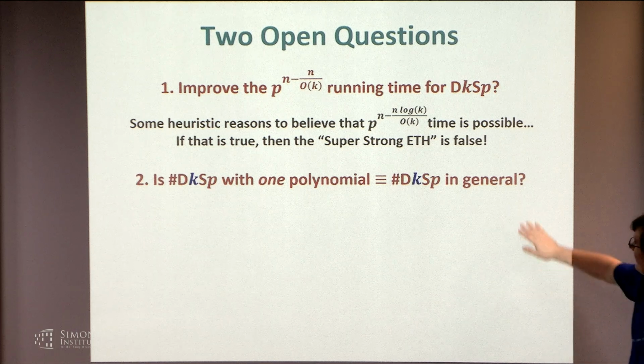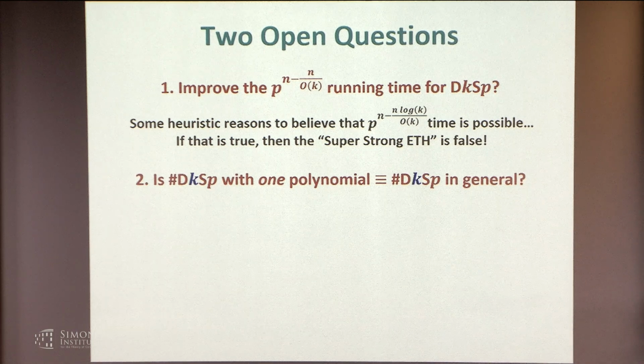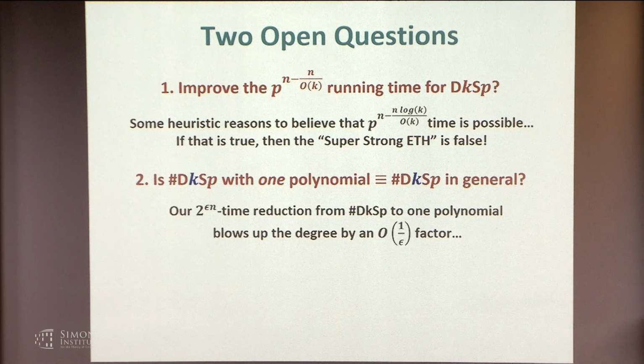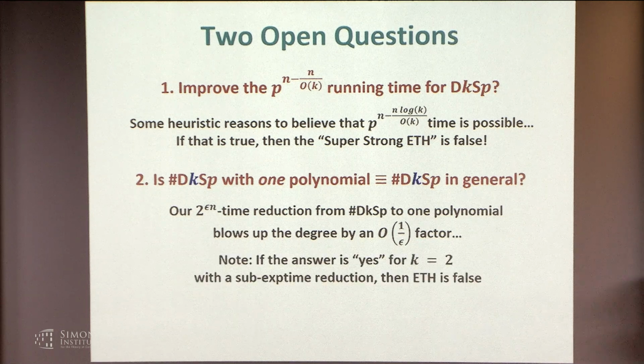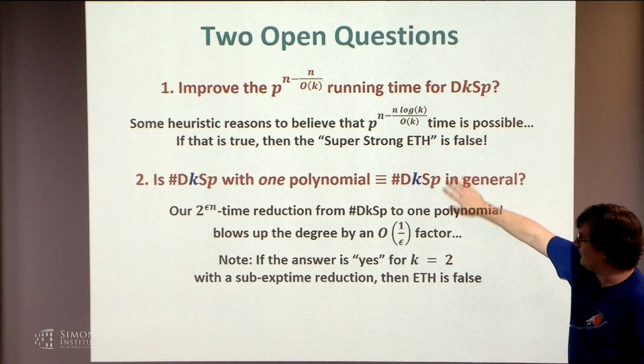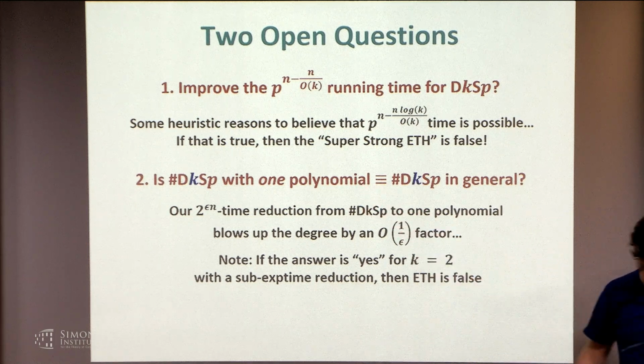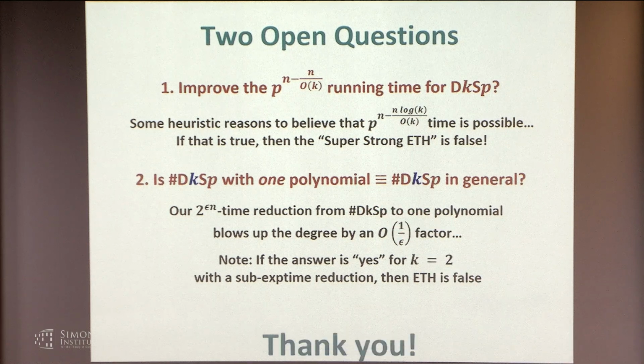But okay. So the question is, could you do it with no blow up in the degree? Could you get a reduction? I mean, you don't have to necessarily go through algebra. You could do some nice algorithmic stuff. So our algorithm blows up by some factor. If the answer were yes for k equals 2, if we could preserve the degree with a reduction, then ETH would be false, so probably not. Mainly because counting with one polynomial can be done in polytime. So, okay. That's all. Thank you.